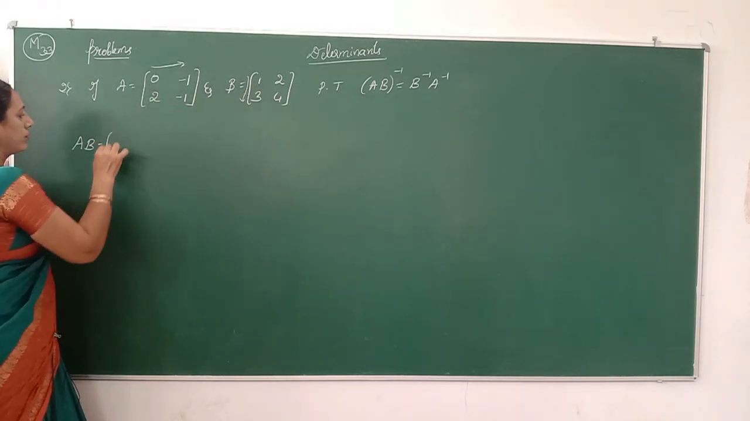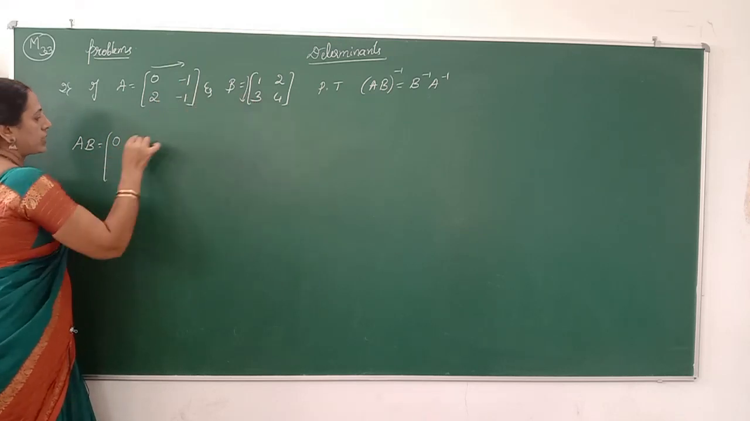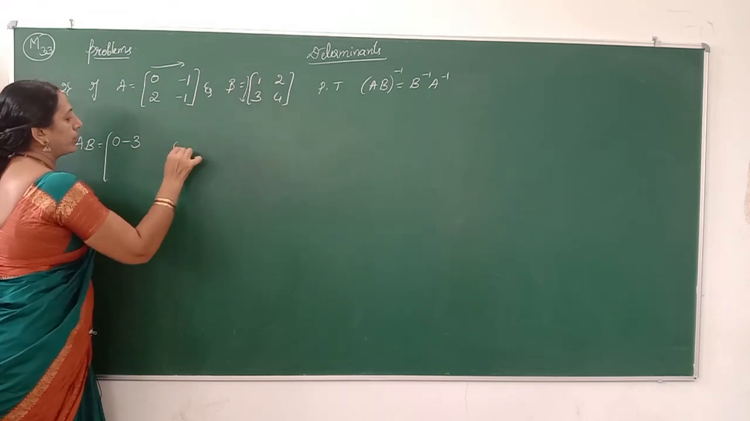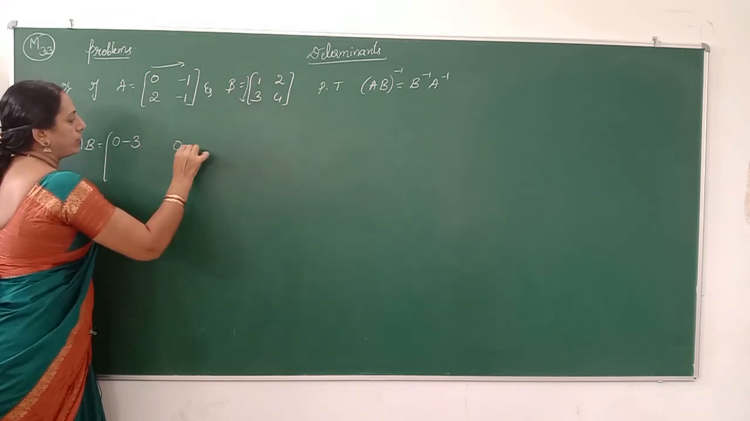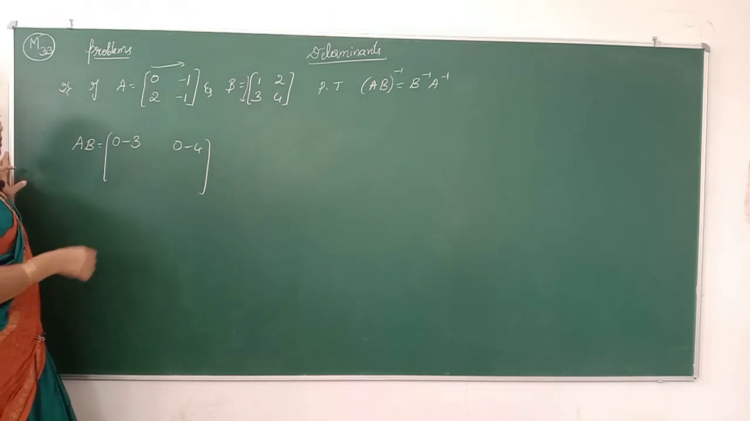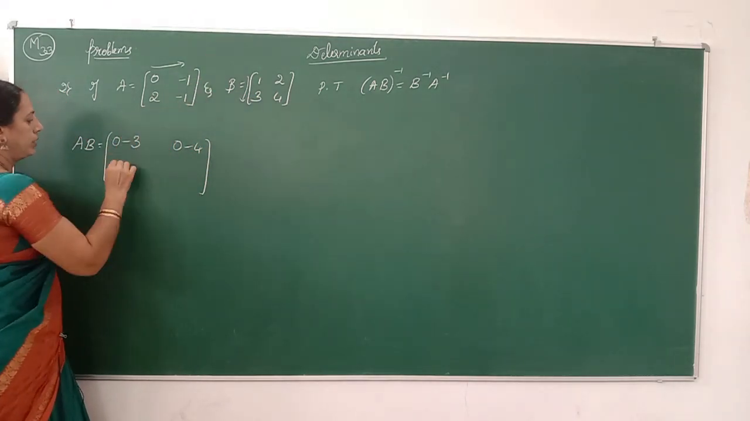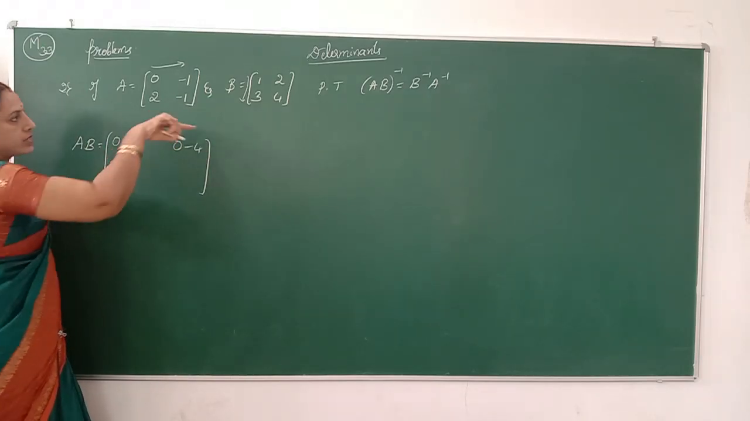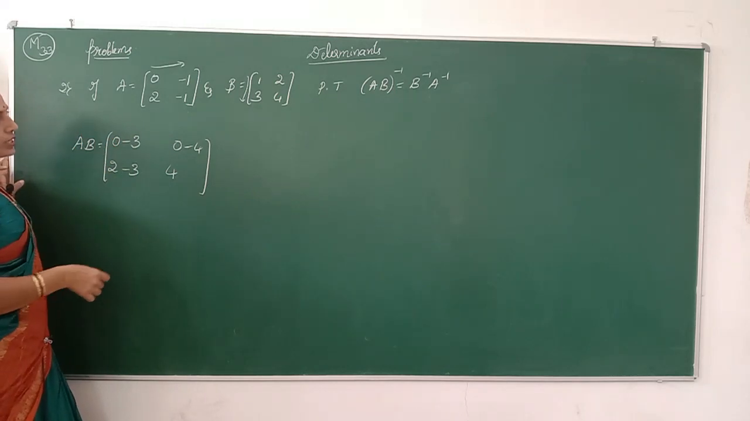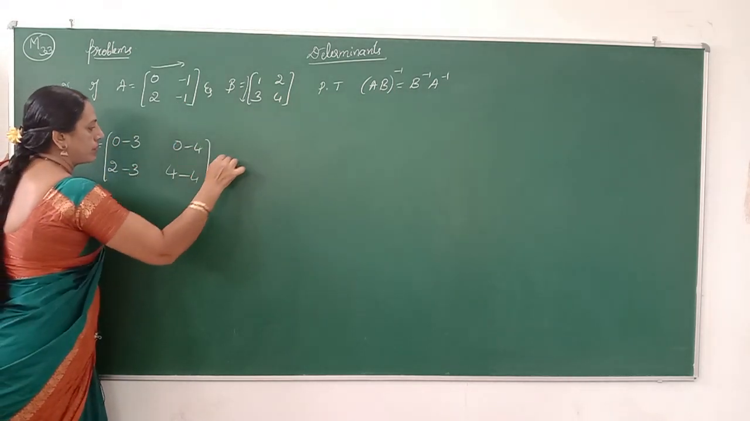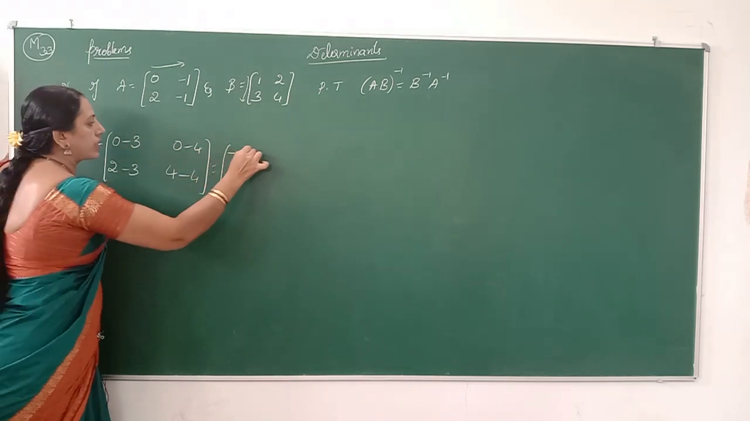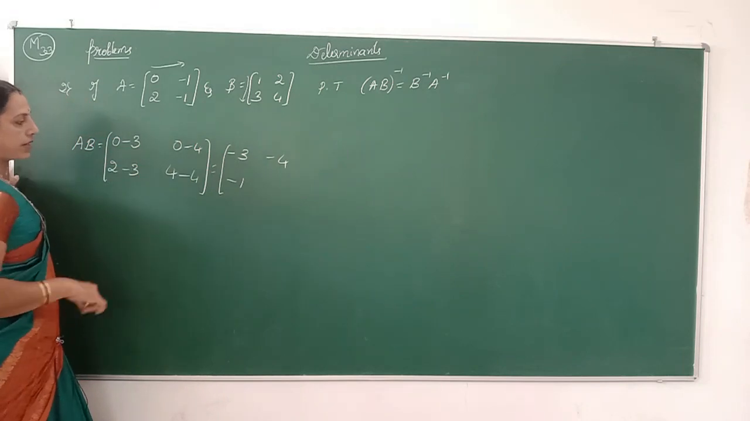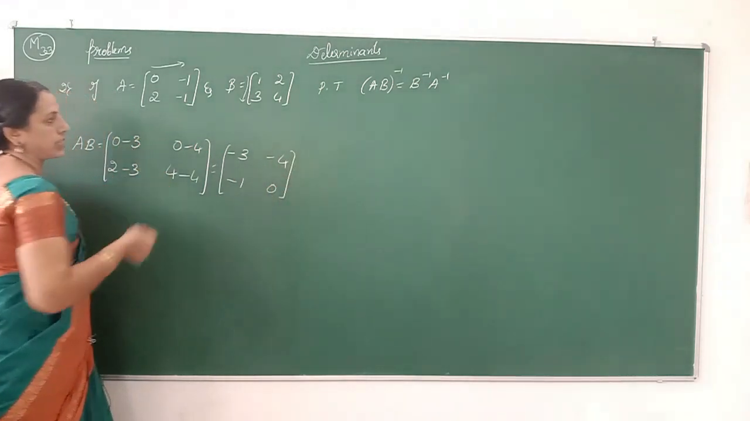First row, first column: 1 into 0 is 0, minus 1 into 3 is minus 3. Again first row, second column: 2 into 0 is 0, minus 1 into 4 is minus 4. Now second row, first column: 2 into 1 is 2, minus 1 into 3 is minus 3. Second row, second column: 2 into 2 is 4, minus 1 into 4 is minus 4. That is 0 minus 3 is minus 3, 0 minus 4 is minus 4, 2 minus 3 is minus 1, 4 minus 4 is 0.